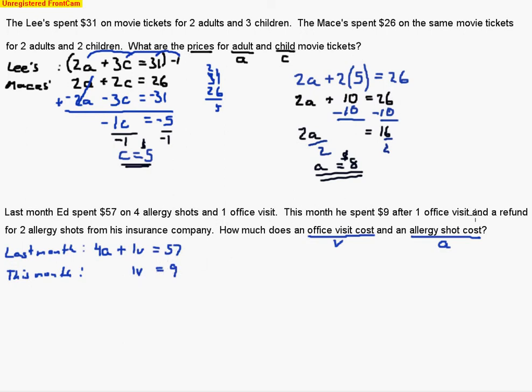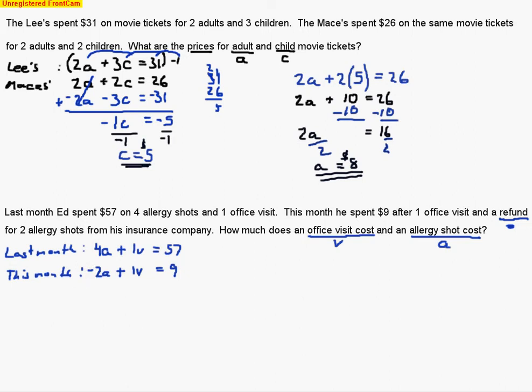Now, this is the key word here, refund. What does refund mean? Does that mean that we're adding money, we're spending money, or getting money back? It means we're getting money back. So that means that needs to be a negative number. Now, the negative number goes with the refund of the 2 allergy shots. So I need to write minus 2A. Now, we did spend money on the office visit, so that's a positive number. So we got to be really careful on the signs. Positive number on the office visit because he spent money for the office visit, but he got a refund for the 2 allergy shots. So that's why it's a minus 2A.